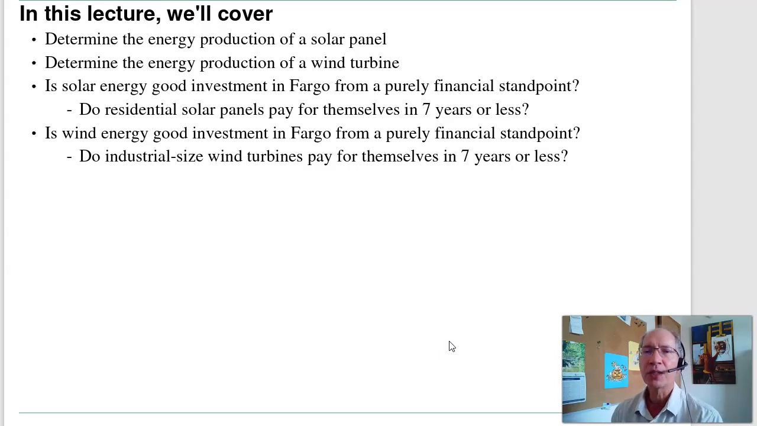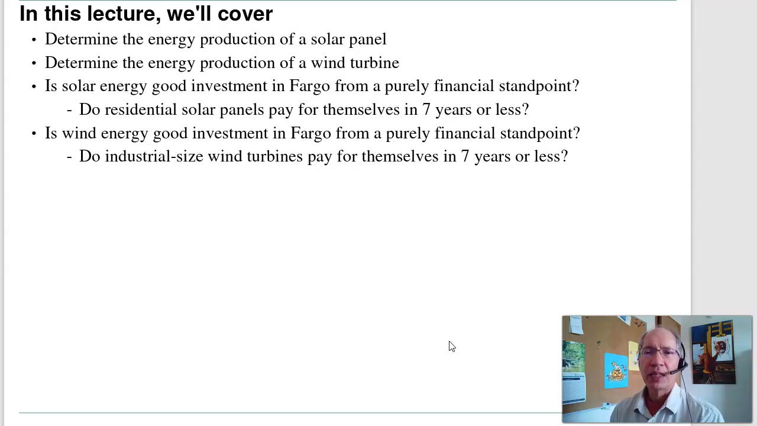And then we'll start asking questions, such as, is solar energy a good investment in Fargo from a purely financial standpoint? What that means is, a common rule in business is that if you make an investment and it pays for itself in 7 years or less, then it's a good business decision.